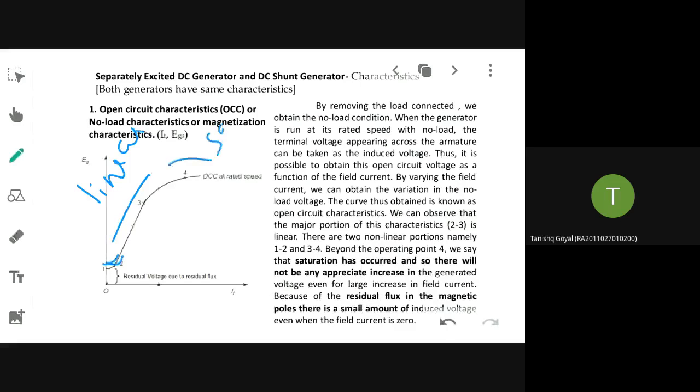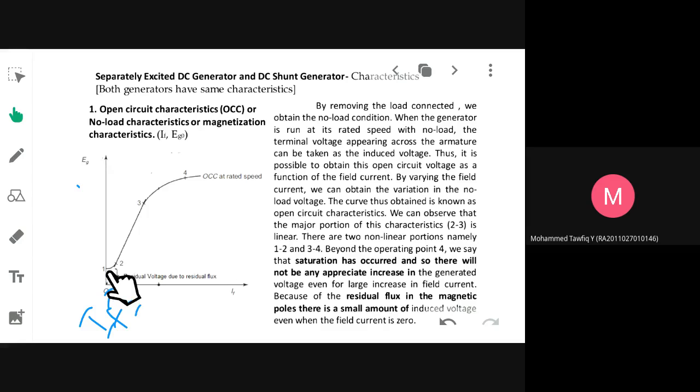First is this one, the second nature is a linear variation, and after that it gets saturated. Initially here at this point, what is the value of IF? IF is 0. No field current is given at this particular point, but what about EG? Is there any EMF or no EMF present?